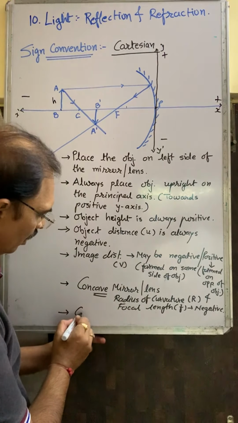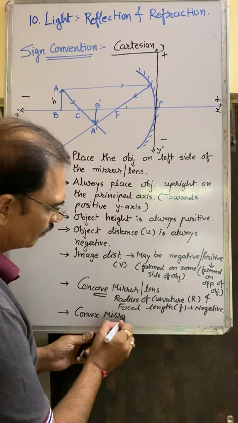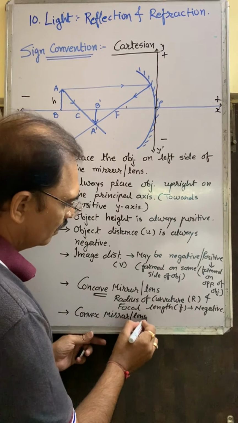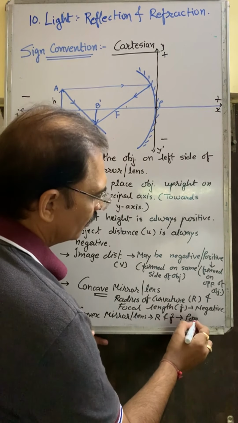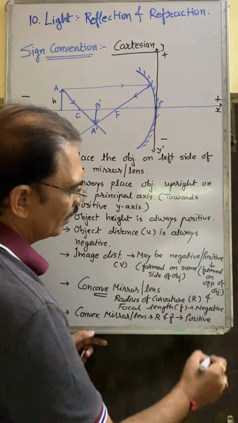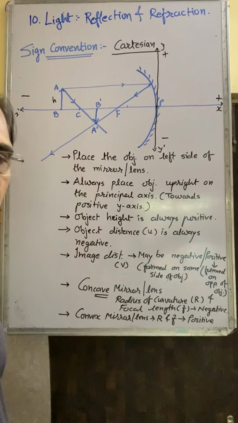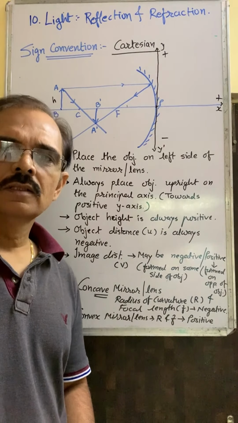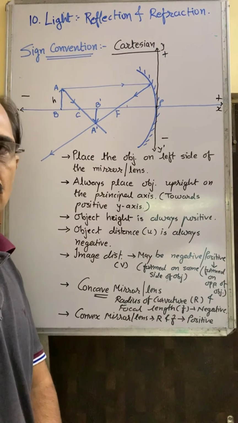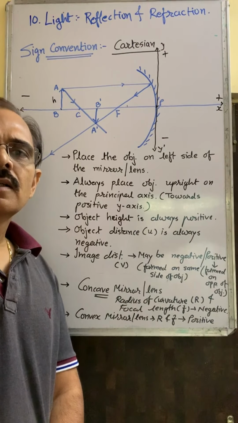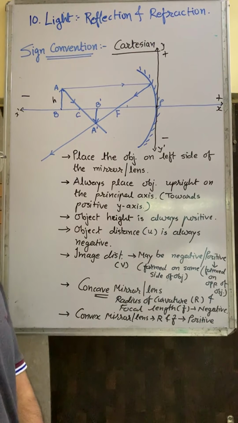And for any convex mirror or lens, radius of curvature and focal length are positive. So you have to learn this, you have to write it. It's a 2-mark question, which is also important for numericals, also important for objective questions. So write it, that's it.